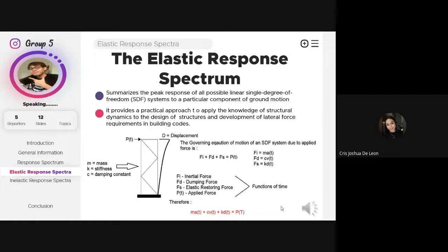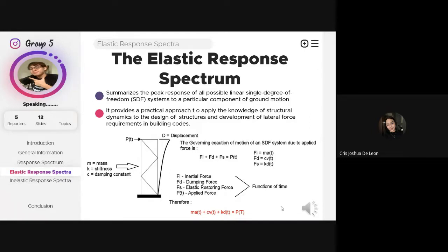The elastic response spectrum summarizes the peak response of all possible linear single degree of freedom systems to a particular component of ground motion. It provides a practical approach to apply the knowledge of structural dynamics to the design of structures and development of lateral force requirements in building codes. So ang elastic response spectrum daw ay parang computation lang siya ng dynamic forces, tapos i-relate lang siya dun sa static equations na ginagamit natin sa building codes.